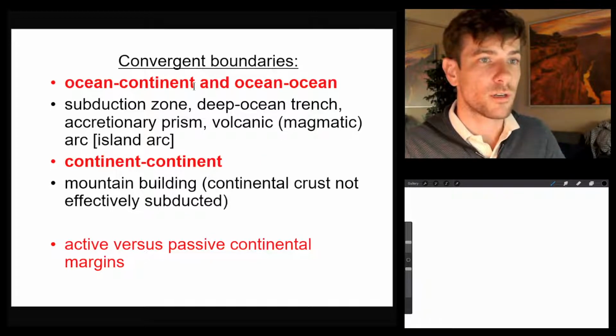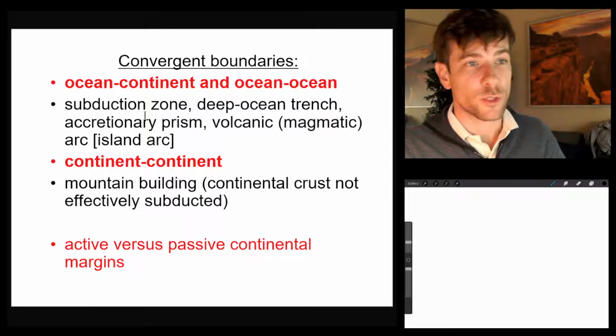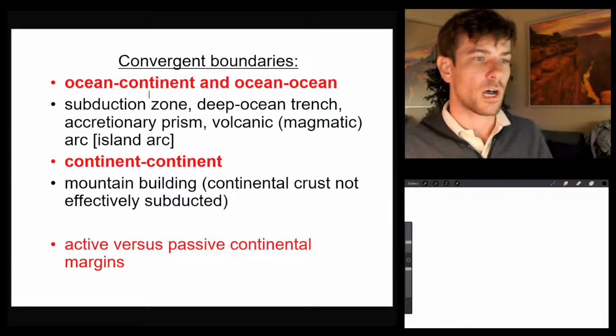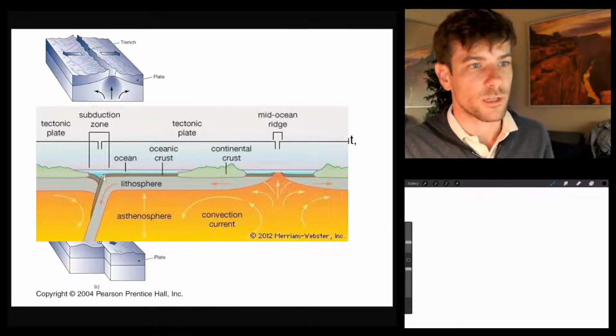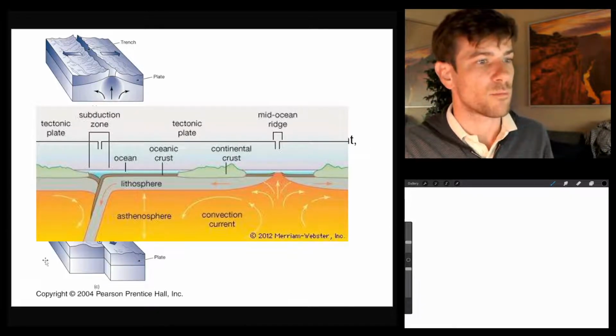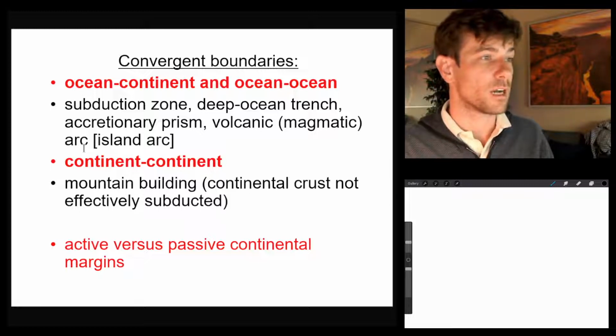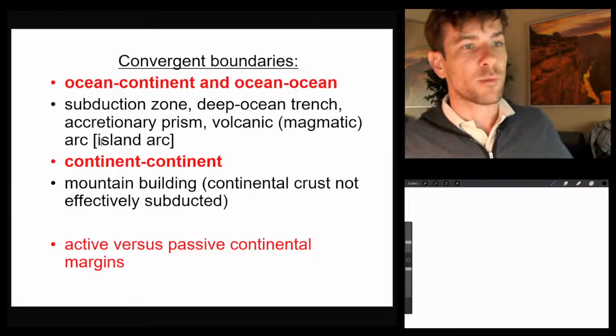If you have an ocean colliding with either a continent or another ocean plate, you end up with subduction because the oceanic crust is dense enough to be subducted. And that results in a deep ocean trench, this thing called an accretionary prism. That's basically just sediments that are chilling here as this slab goes down that get wedged up there. All right. You end up with a volcanic or magmatic arc, or if it's ocean against ocean, like is the case in, we'll say, Indonesia, you end up with an island arc, right?